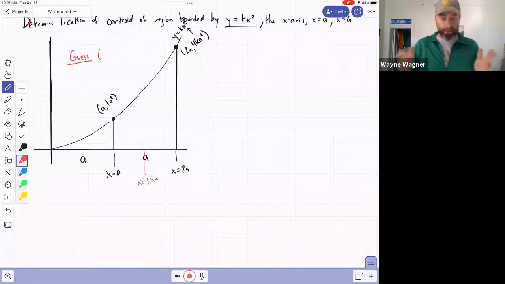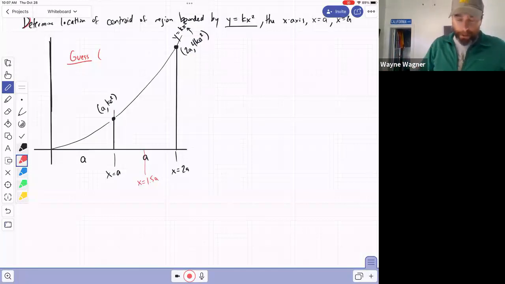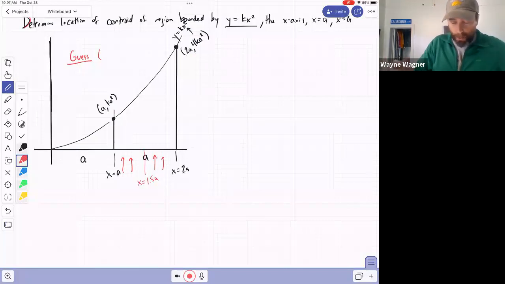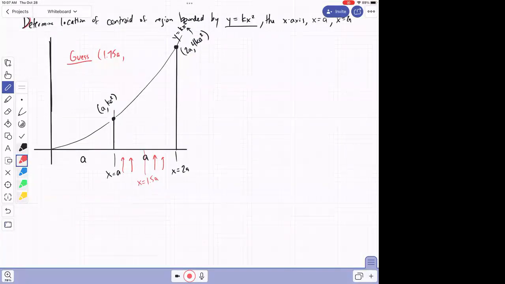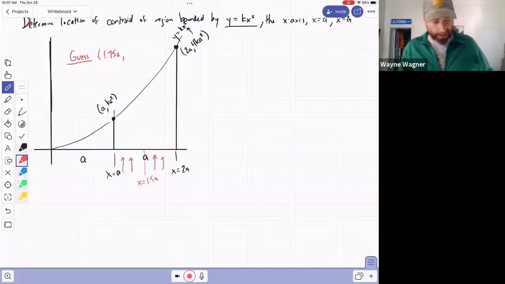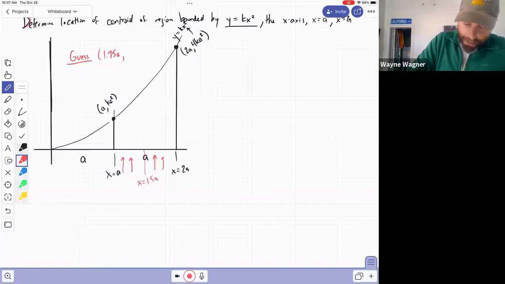Remember, it's like where would I put my finger down so that this thing would balance? Probably like 1.75a might be a good guess. It's kind of hard to know, but certainly closer to 2a than it is to just a. What about in the vertical? This is kind of hard because we're talking about fractions of 4Ka squared, since that's the max here.